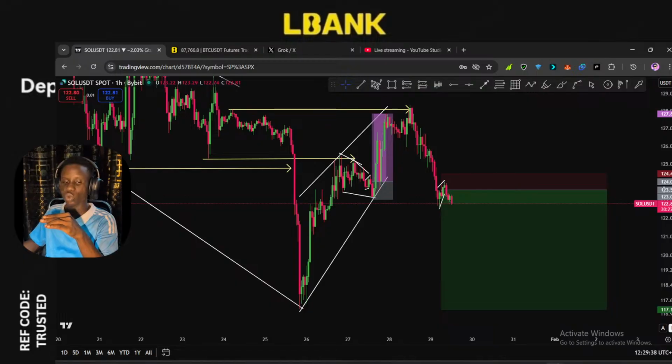So you need to quit the act of entering your trade at the break of your support level or the break of your resistance level, because anything can happen.